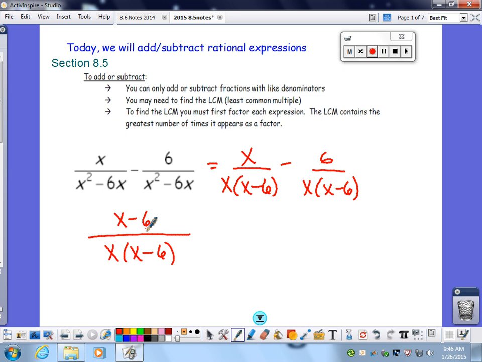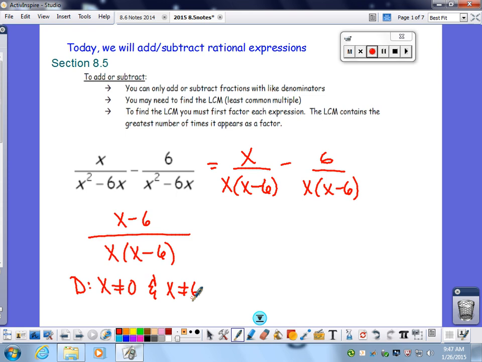Alright, now let's stop for a moment and talk about the domain on this. Remember, our denominators are not allowed to be 0. So that means the domain on this expression, x cannot equal 0 and x cannot equal 6. Because we're not allowed to have 0 in the denominator.